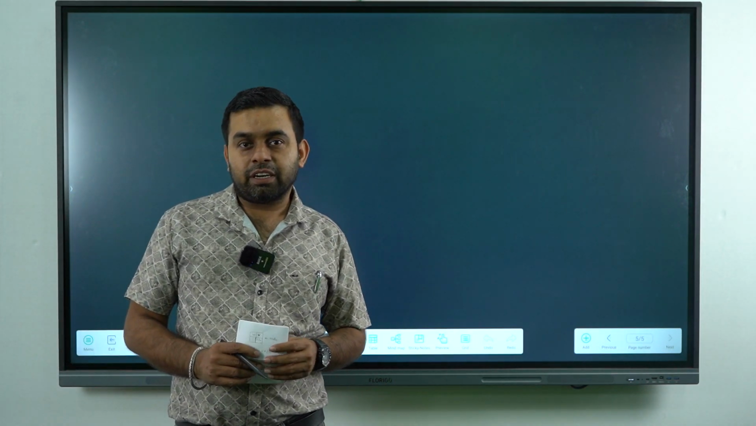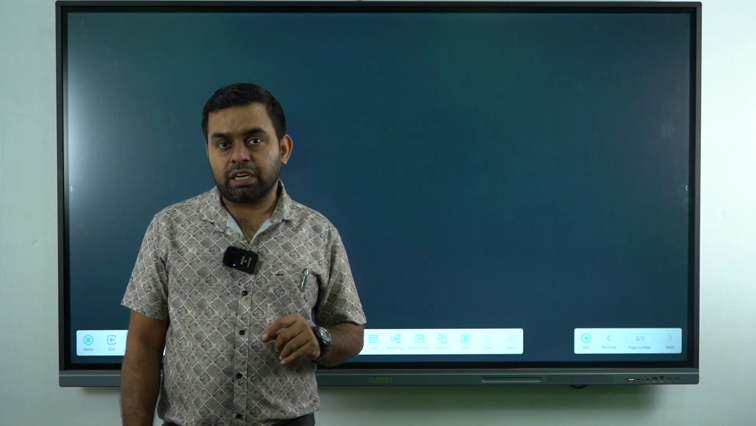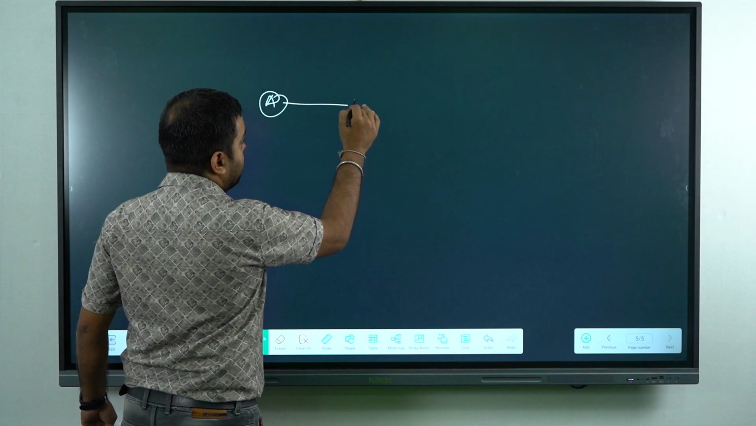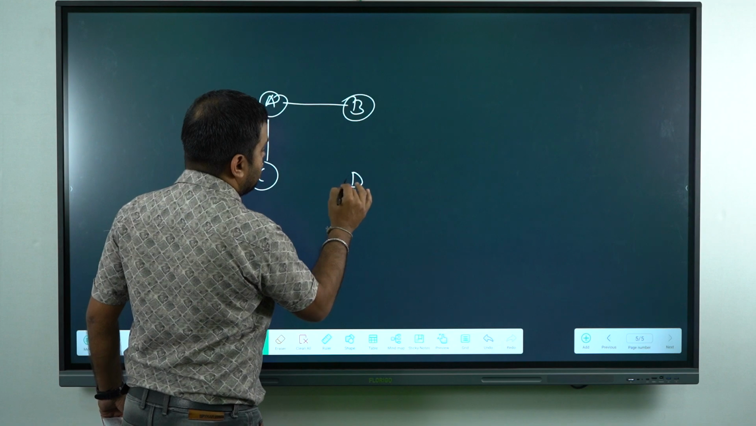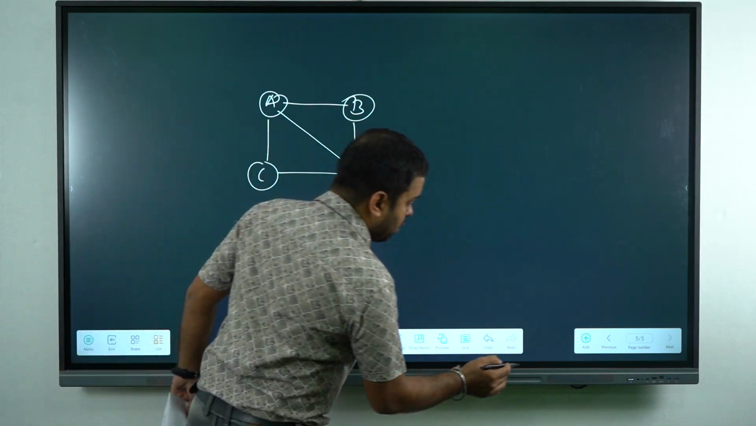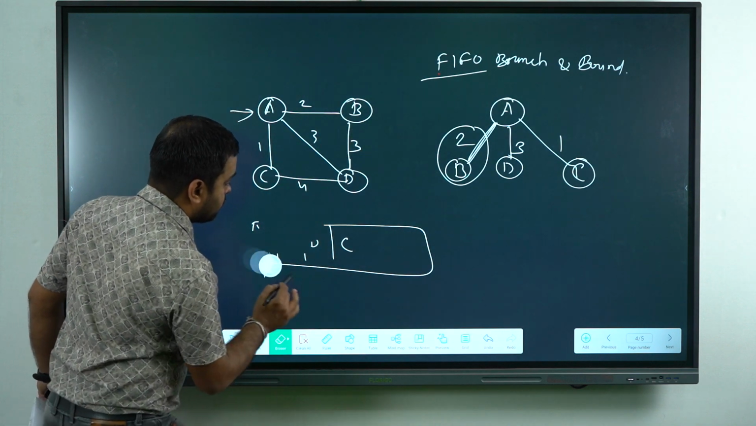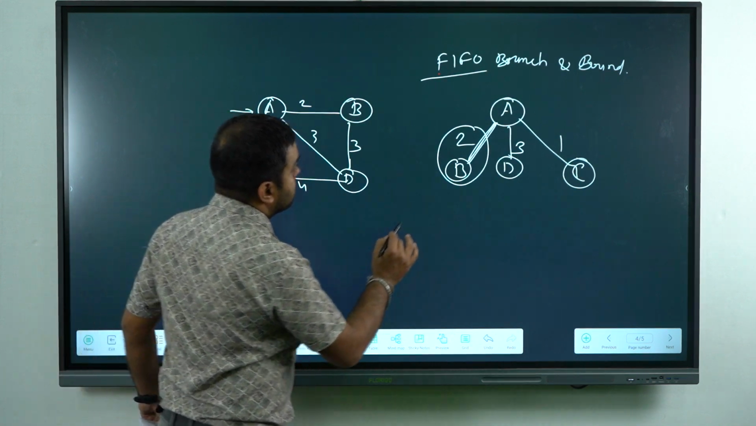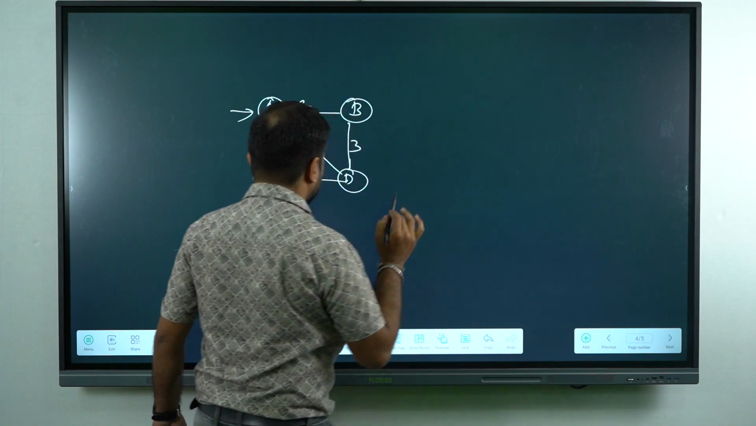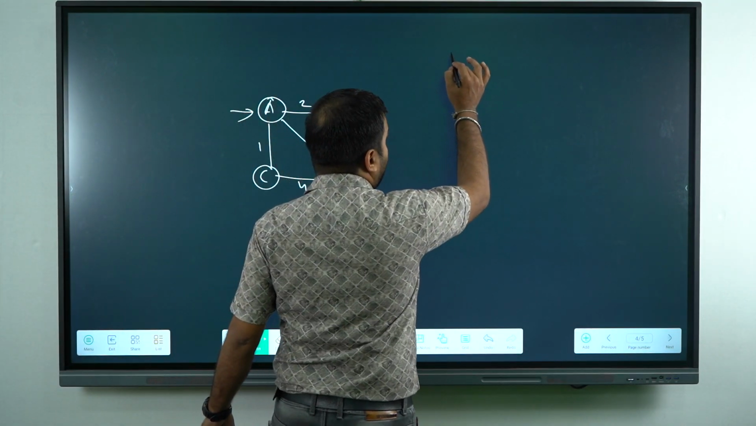As we already studied FIFO branch and bound using a queue, now we are going for LIFO branch and bound, where we are using the data structure stack. In that same example we are taking A, B, C, D, and we have the values. Let me refer to the previous diagram. A, B, C and D. Okay, this example we have. Now FIFO we completed. Now we are going for LIFO.